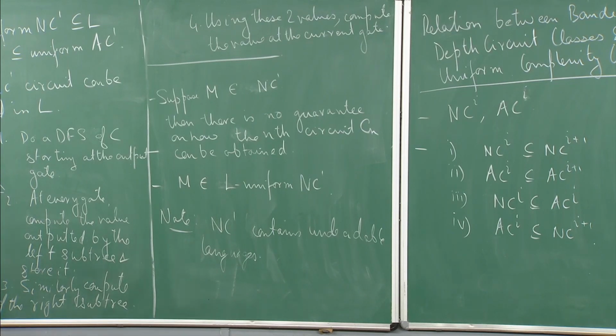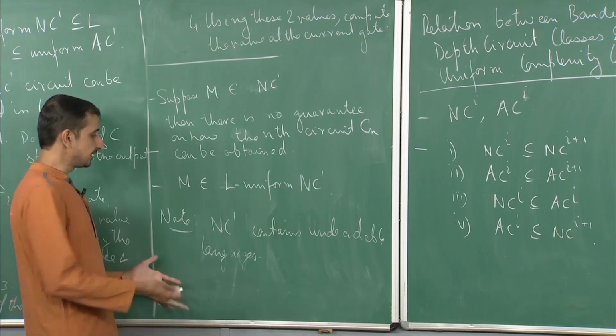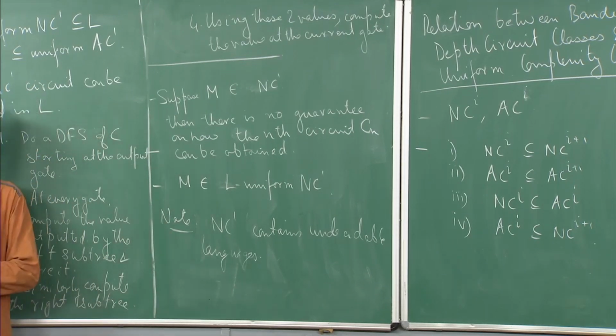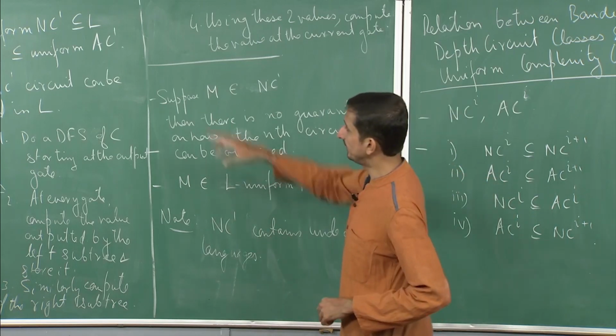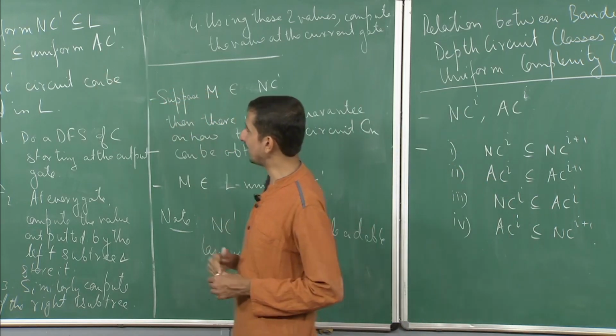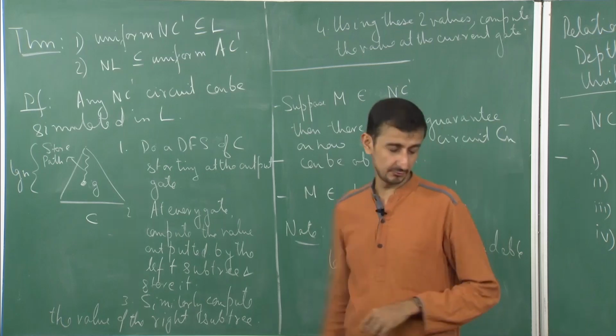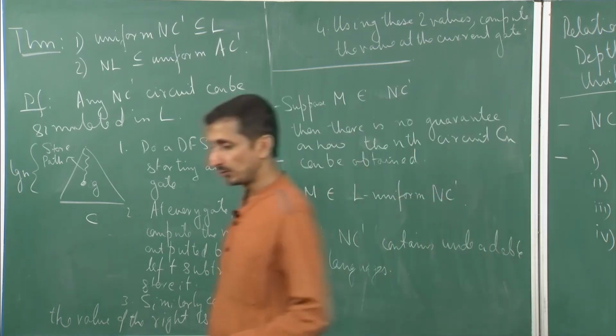Yeah, and in all these things, what is crucially used is the non-uniformity of the class. Okay, so now coming to the next thing, that is how to show NL is in uniform NC1, uniform AC1. So how do you argue that?